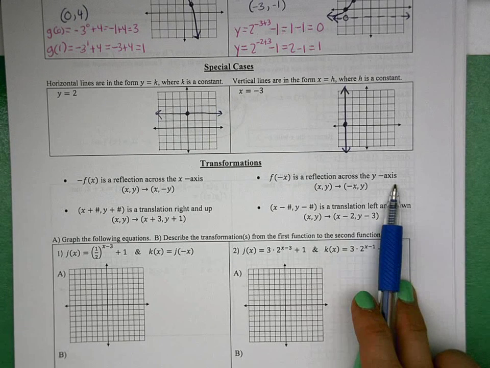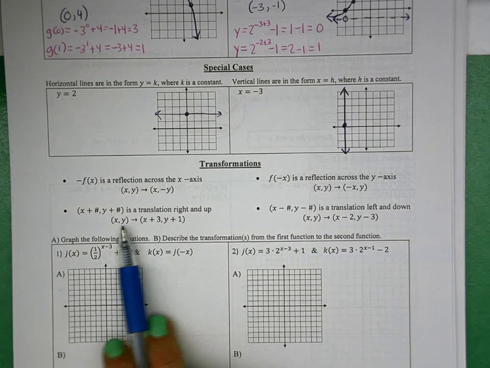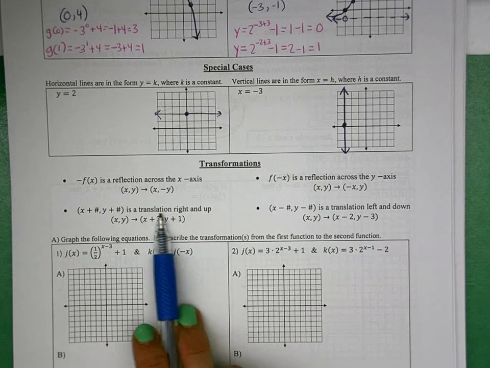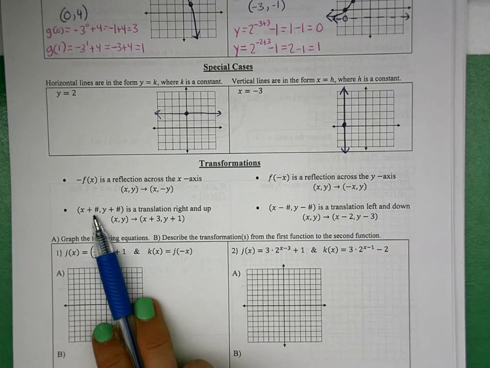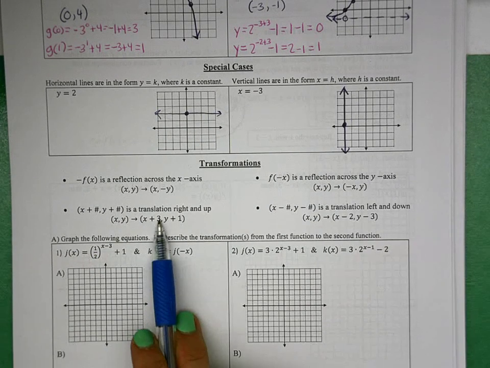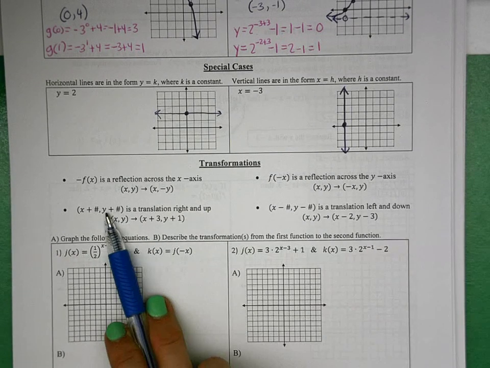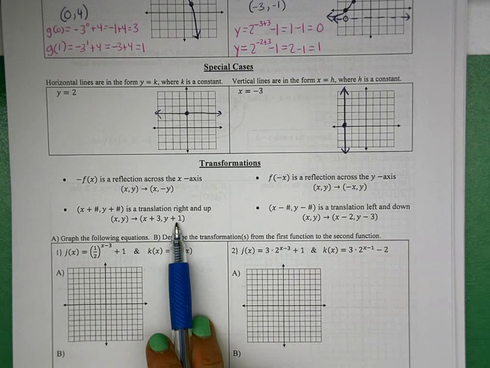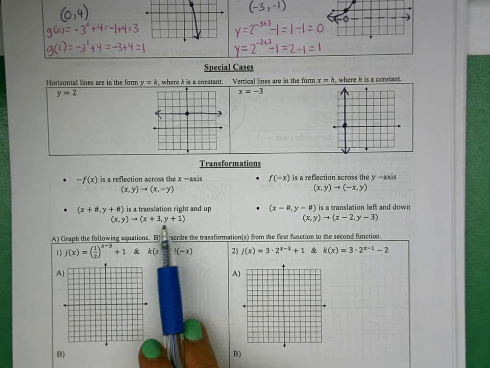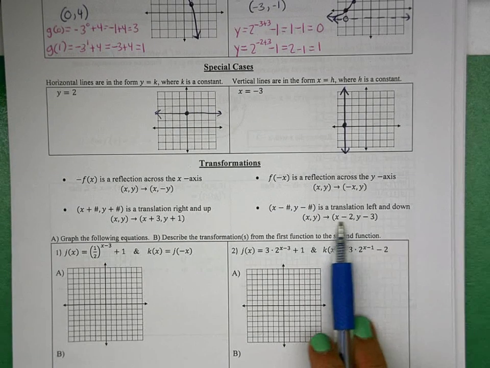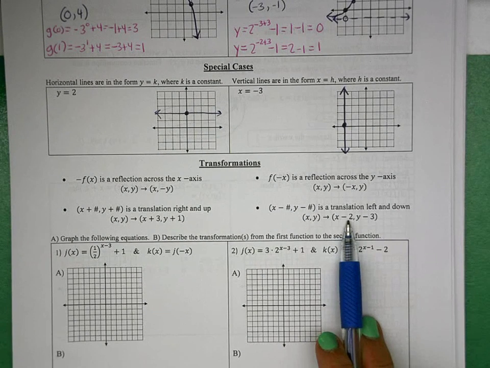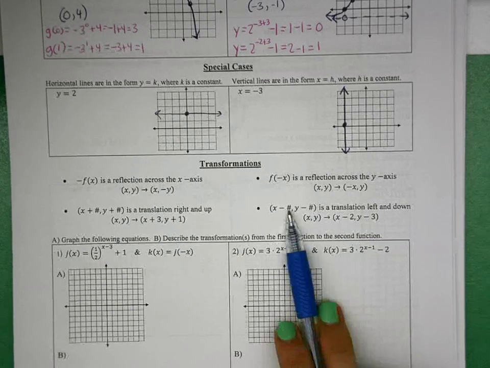Okay. For translations, a reminder that translating right is an x plus idea. This is telling me to go right 3. And translating up is a y plus idea. This is telling me to go up 1. Translating left is x minus, so left 2. And translating down is a y minus, so down 3.